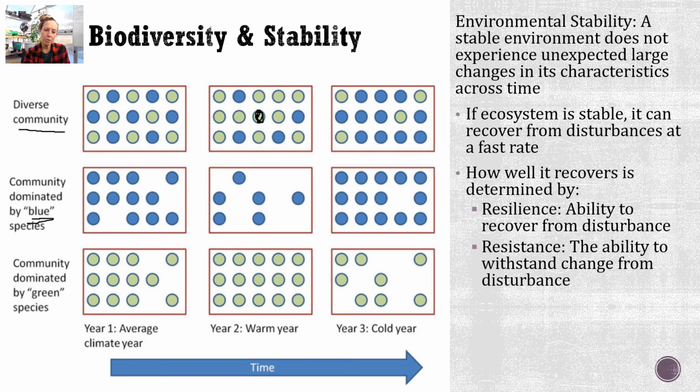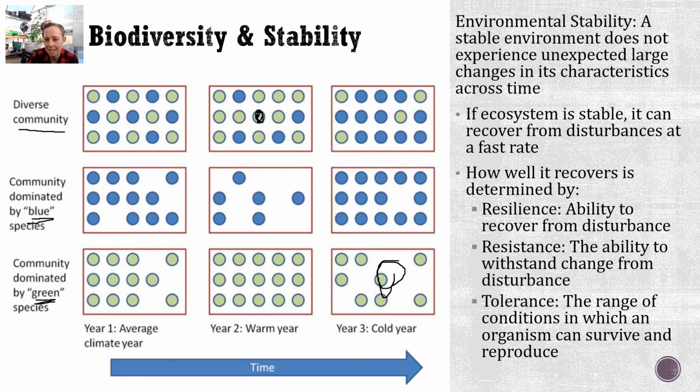And the same with my green dots. My green is just opposite, in that it does better in the warm years, right? So in the warm years, I have a ton. But in my cold year over here, right, I don't have that many, and my population gets really low. Okay, so those are not stable ecosystems. My first one, the diverse community, is, okay?